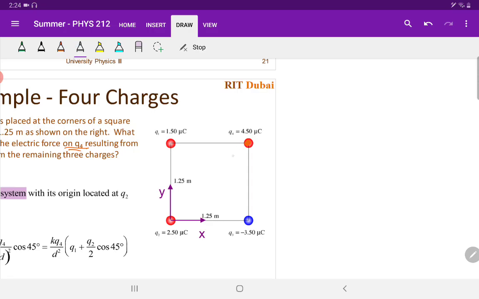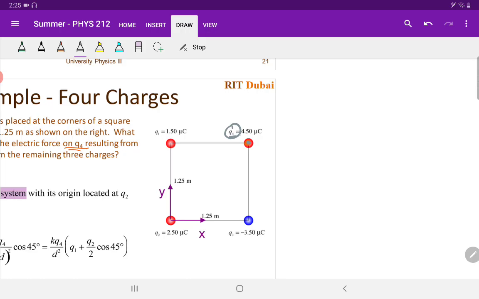How do we solve this question? As we said in the superposition principle, we have to look at the target charge, which in this case is Q4. Then I need to look at the interaction of this Q4 with each point charge separately. After I identify the force from each charge separately, I will end up with many forces with different directions. Then I use vector summation to find the net force.